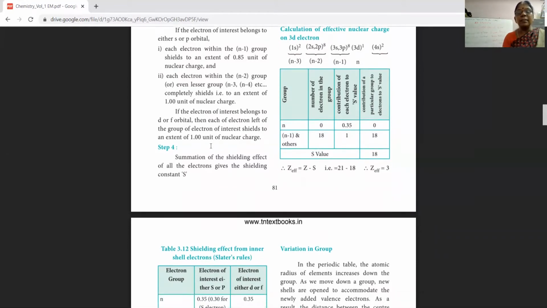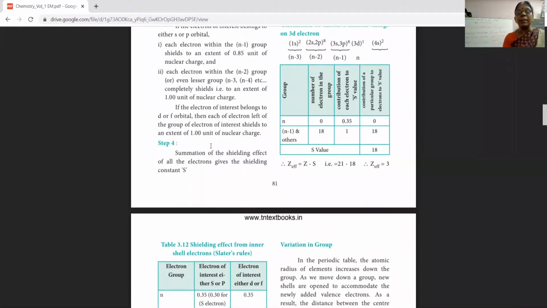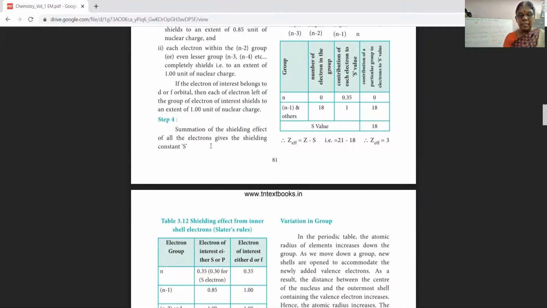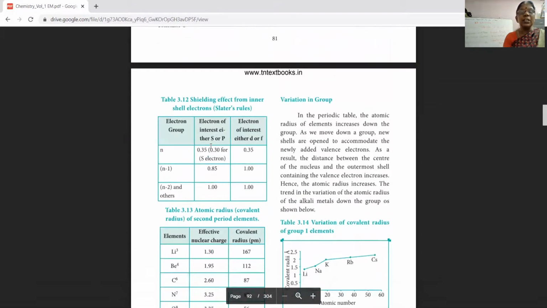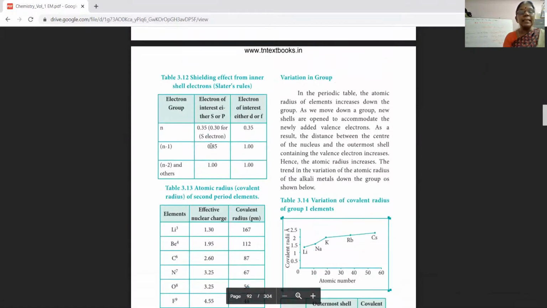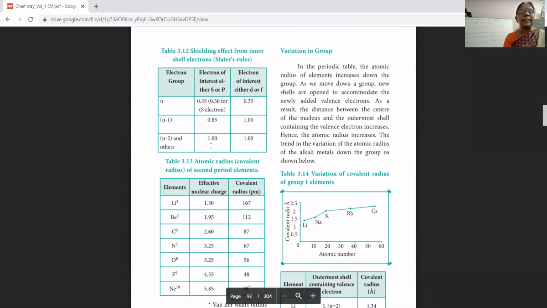The n-1 and other groups have 18 electrons, which should be multiplied by 1, so we get 18. So the S value is 18. Substituting that in the formula, Z_eff is equal to Z minus S, you get 21 minus 18, and the answer is 3. Like that, here is the shielding effect from inner shell electrons using the Slater rule.